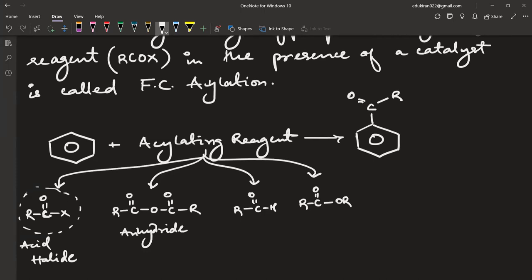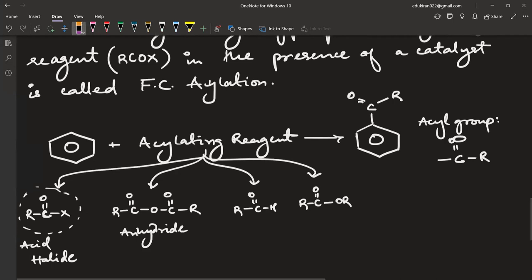Write this down. Let me know when you're done. Acyl group. The acyl group is the carbon with double bond O and R group, है ना? और जो bond है, it is coming up with what? The bond is getting formed between the carbon of the benzene ring and the carbon of the acyl group. The third carbon has double bond O.